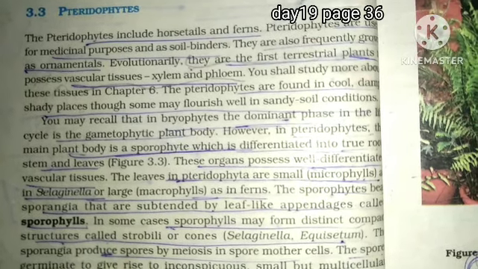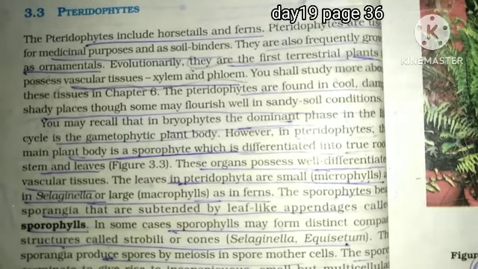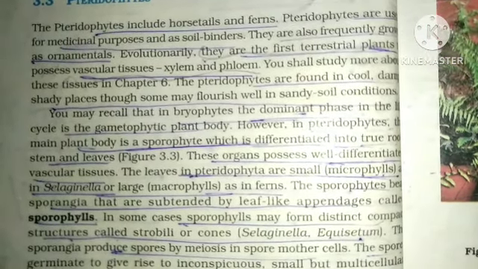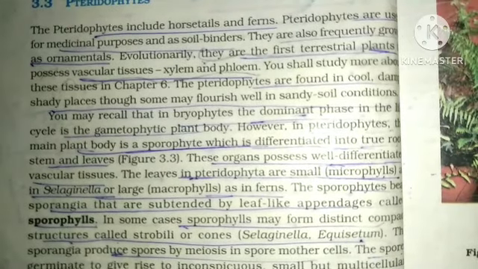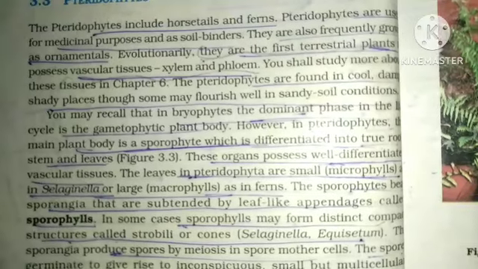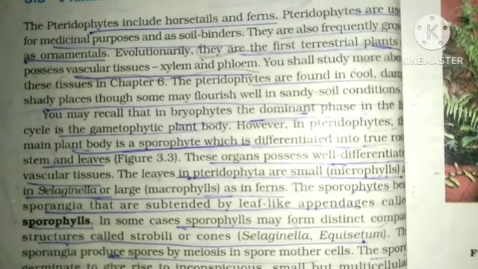Pteridophytes. The pteridophytes include horsetails and ferns. Pteridophytes are used for medicinal purposes and as soil binders. They also frequently grow as ornamentals. Evolutionarily, they are the first terrestrial plants to possess vascular tissue, xylem and phloem. You shall study more about this tissue in chapter 6.